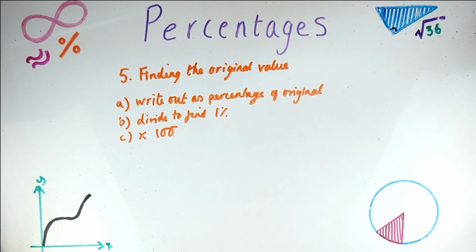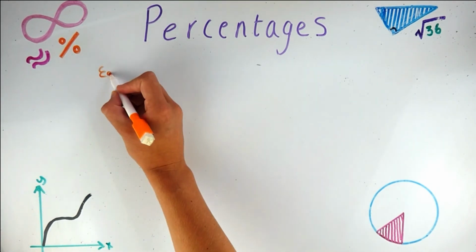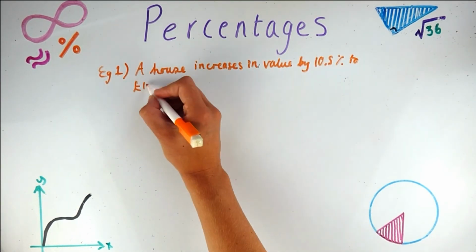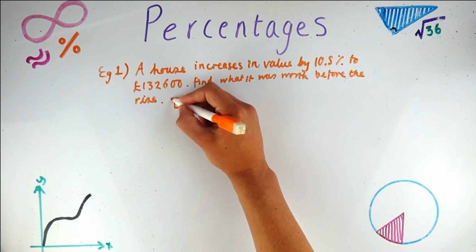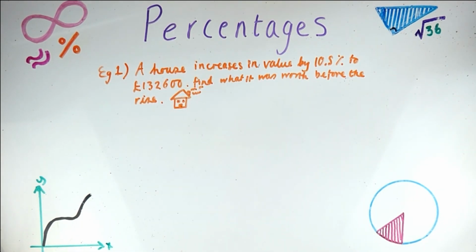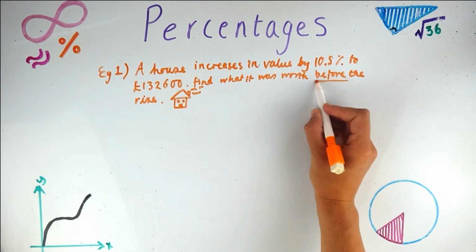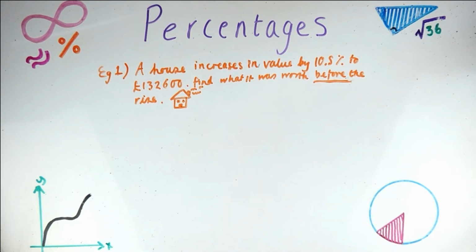Okay, so now I'm just going to go through an example. A house increases in value by 10.5% to £132,600. Find what it was worth before the rise. So we're finding what it was worth before the rise. So we know we're going to be looking at finding an original value before an increase took place.